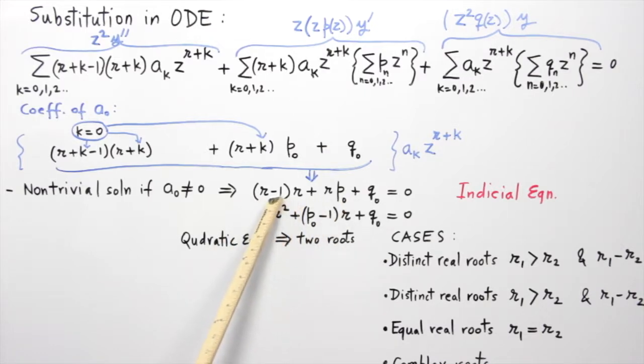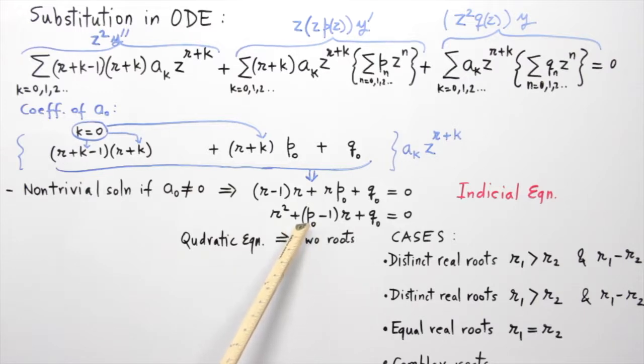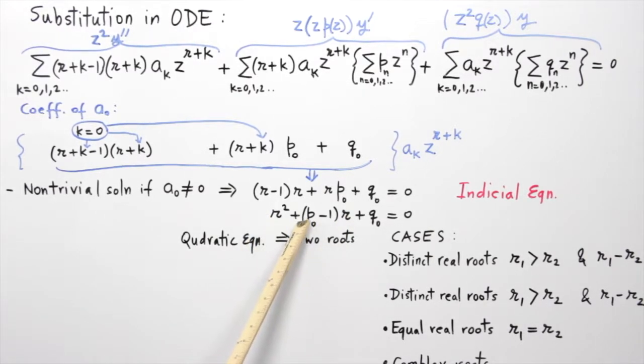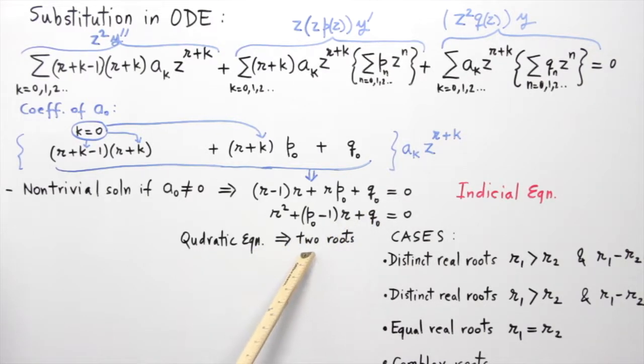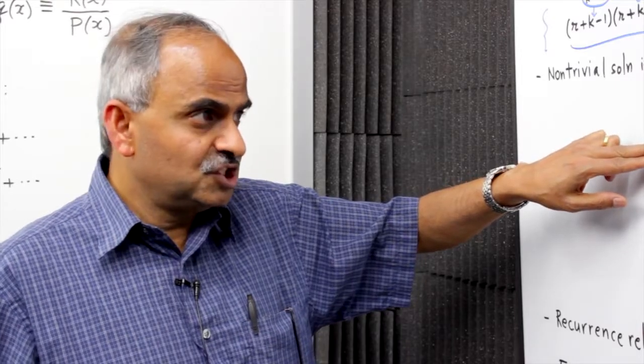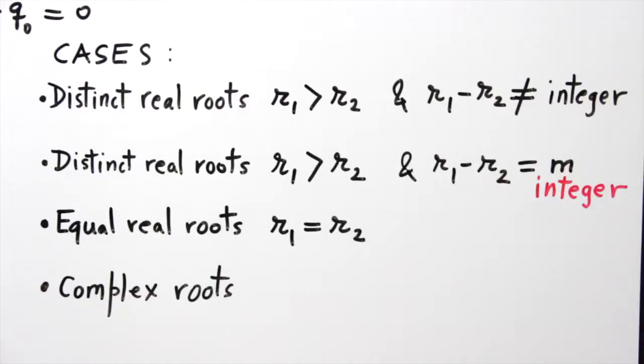And so we can work with this equation, we can rearrange it and solve it, and that is what we're going to do next. So we simply rewrite it, and we have this quadratic equation: r squared plus (p0 minus 1) times r plus q0 is equal to 0. This quadratic equation has two roots, and we can now discuss the various cases that would follow. So we have this quadratic equation, which is the indicial equation, and we can solve it to get the two roots, to get the exponents. And as we write those two roots, we have a number of cases to discuss.